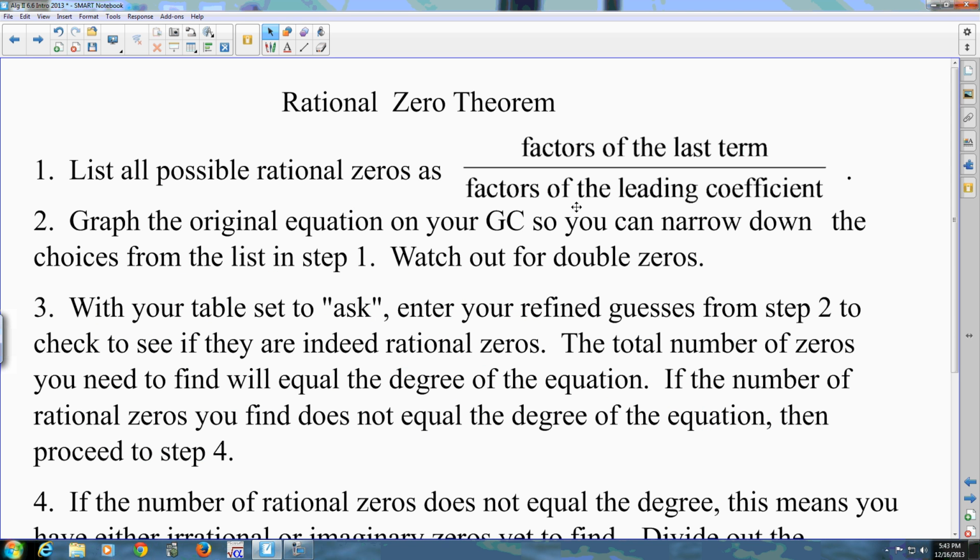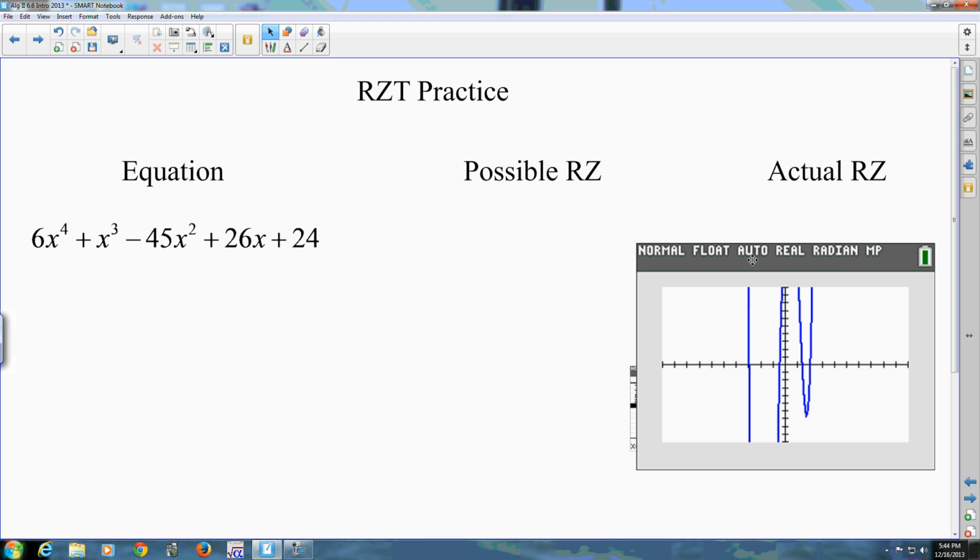Alright, here's the big old rational 0 theorem. This is everything you're supposed to do. I can let you read it more thoroughly, but the first thing you have to do is list the possible zeros, which are the factors of the last over the factors of the first. I did that, and I'll go through it again for you. Then you graph it on your graphing calculator to narrow down the choices from step 1. I'll talk more about double zeros later on. With your table set to ask, we can work on what that means. Enter your refined guesses from this step and check to see if they are indeed rational zeros. Okay? So here we go.